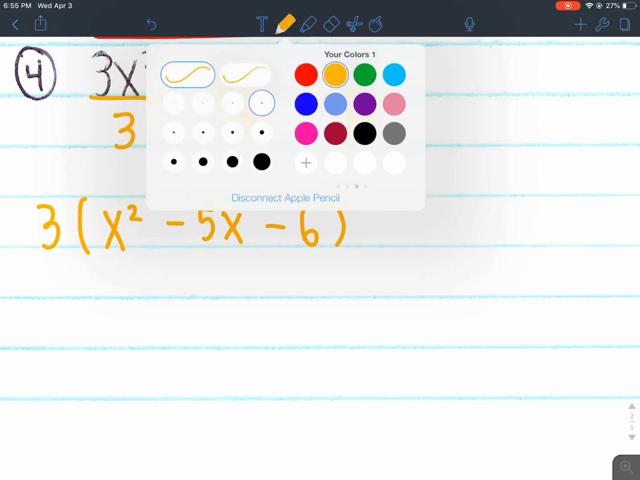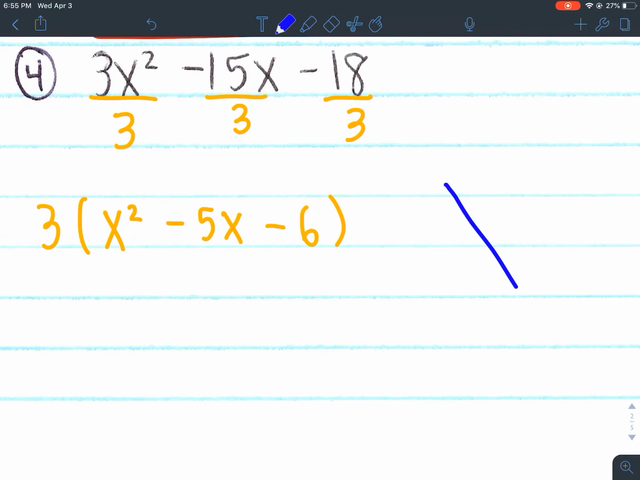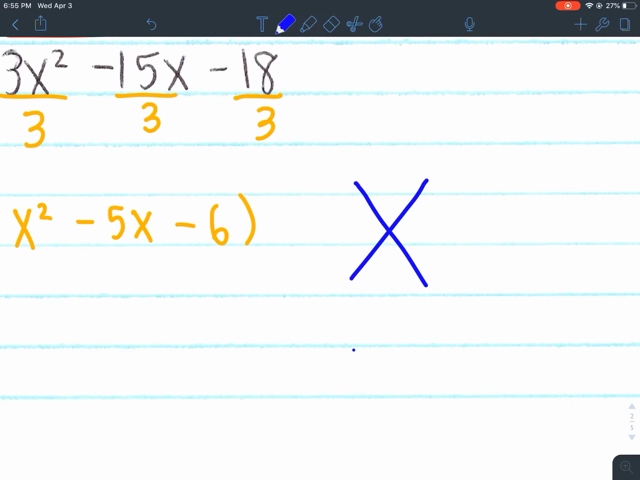So, I'm going to do my little x with the stuff I have inside the parentheses. So for now, I'm just going to pretend that 3 isn't there, and I'll bring it back in later. So we're not going to worry about him. So just pretend he isn't there over there. Okay.